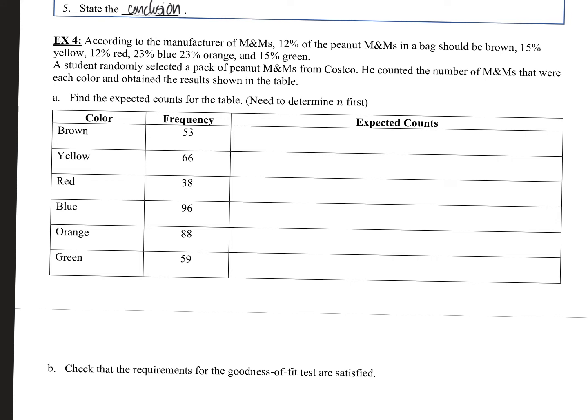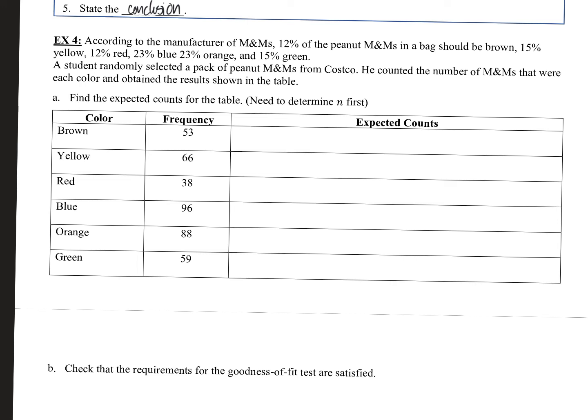According to the manufacturer of M&Ms, 12% of peanut M&Ms in a bag should be brown, 15% yellow, 12% red, 23% blue, 23% orange, and 15% green. A student randomly selected a pack of peanut M&Ms from Costco. He counted the number of M&Ms that were each color and obtained the results shown in the table. Find the expected counts for the table.